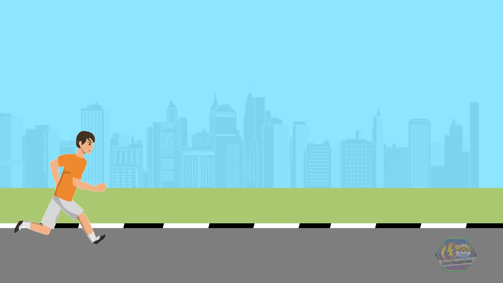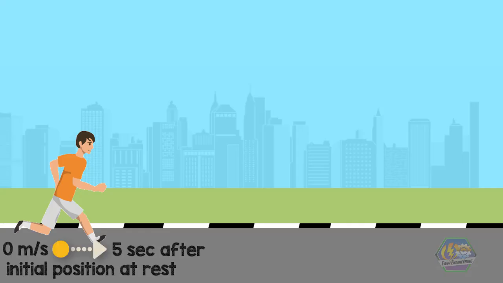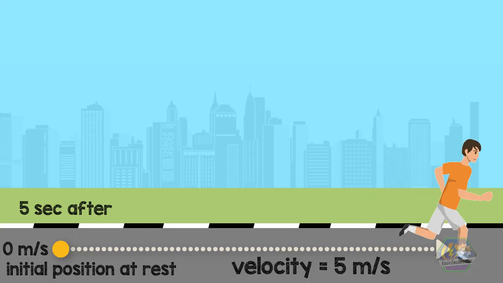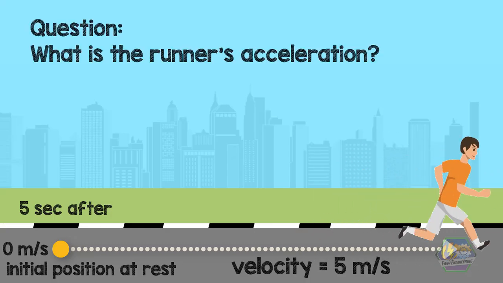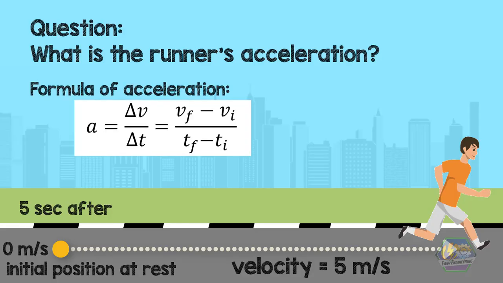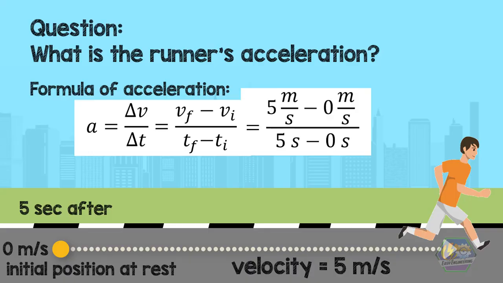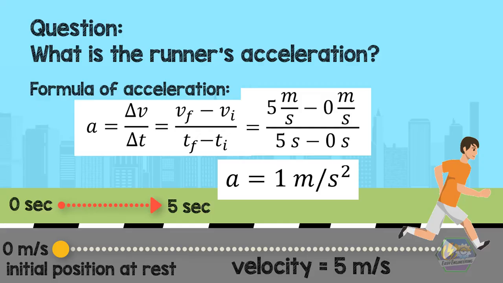Let us have the second example where the runner is initially at rest and 5 seconds after he is moving at 5 meters per second. What is his acceleration? Let us check your answer. The formula of acceleration is equal to the change in velocity v over the change in time t. The initial velocity v sub i is 0 meters per second. The final velocity v sub f is 5 meters per second. The initial time t sub i is 0 seconds, and the final time t sub f is 5 seconds. Plugging known values to the equation, solving the equation gives us a value of acceleration equal to 1 meters per second squared. I hope you got it right.